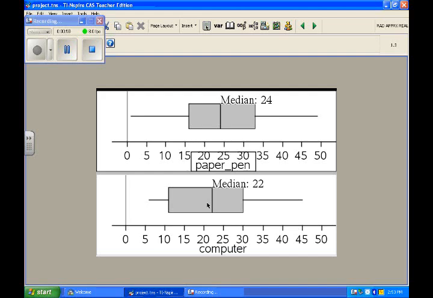When you see the top graph, you can see that the middle 50% had less variation due to the smaller IQR. The top graph also had a median that was higher by 2. These results are very similar, and therefore we believe that they are not statistically significant.